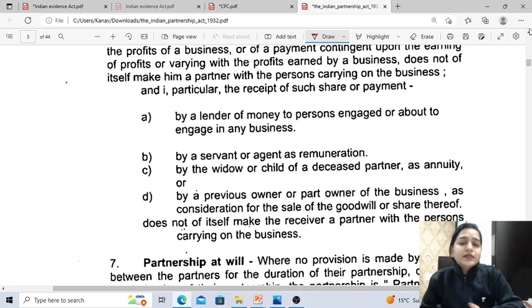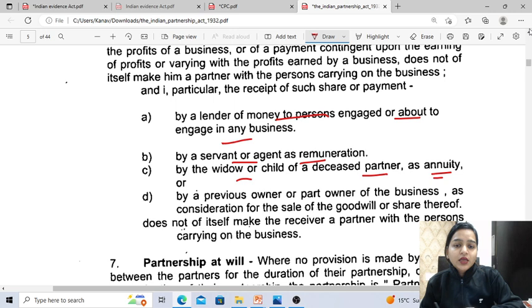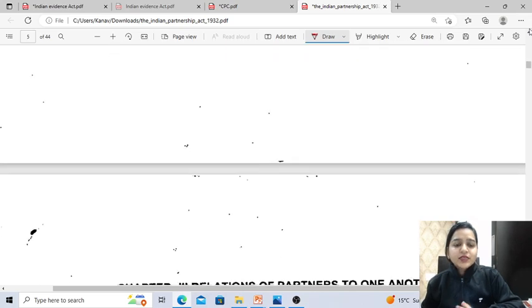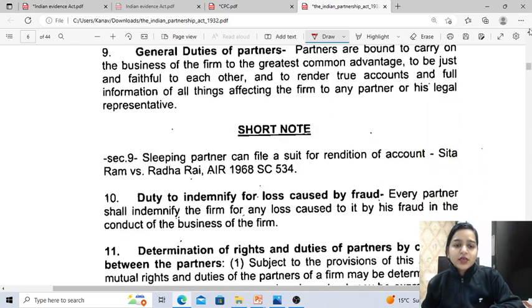So if there is a lender of money to persons engaged or about to engage in a business, the servant or agent as remuneration what he receives, अगर widow or child of a deceased partner receives an annuity, or a previous owner or part owner of the business as consideration for the sale of goodwill or share thereof, so that does not of itself make the receiver a partner with the persons carrying on the business. Now section 7 and 8 we have already discussed.